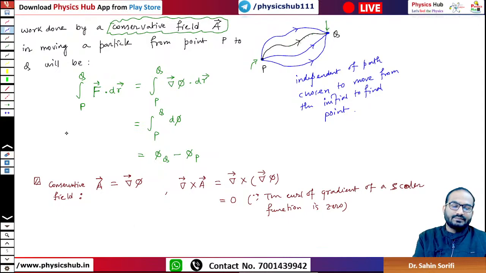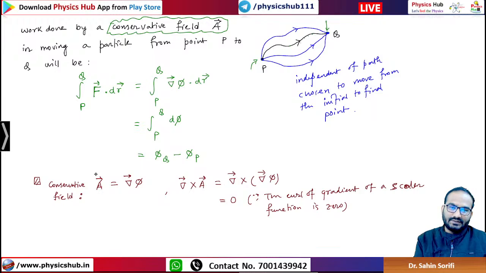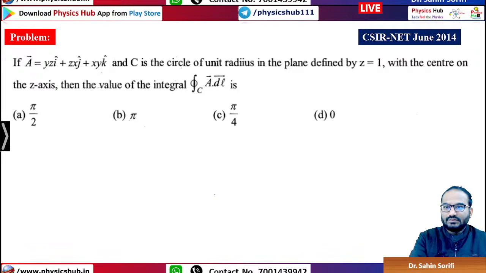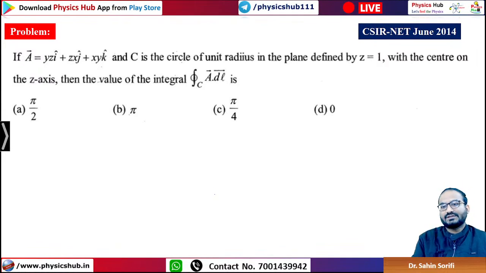And that is why the best way to check whether any given vector field or vector function is conservative or not, is to take the cross product, to take the curl. If the curl comes out to be 0, then that vector will be conservative in nature, otherwise not. One example on this regard, this came in CSIR-NET June 2014. So I hope you understood the basic concept of line integral.